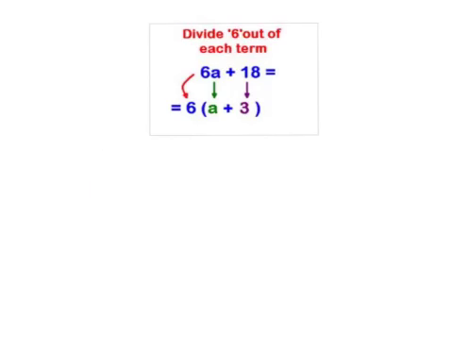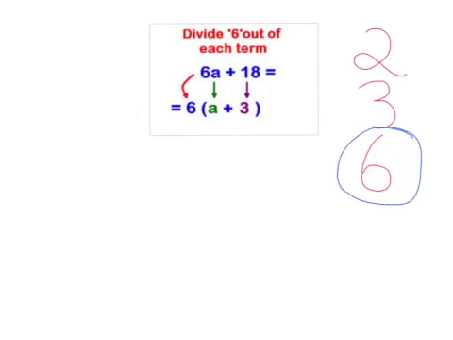For this example, we can see our expression is 6a plus 18. So again, I'm looking for the highest common factor of 6a and 18. What can I divide 6a by and 18? Well, there's a couple of different numbers. I can divide them both by 2. I can divide them both by 3. I could divide them both by 6. And remember, it's the highest common factor that I'm looking for.